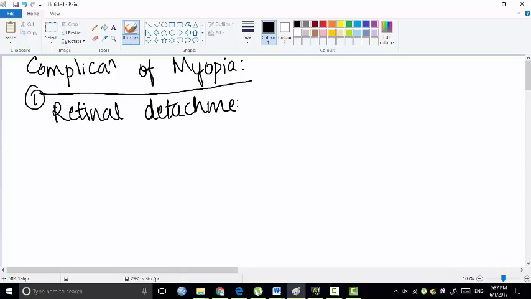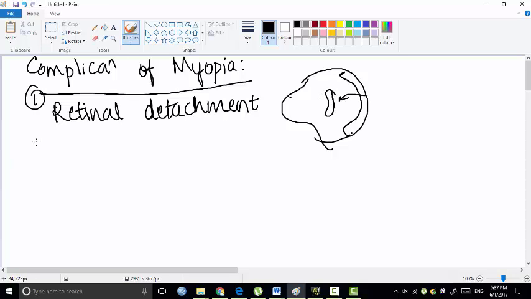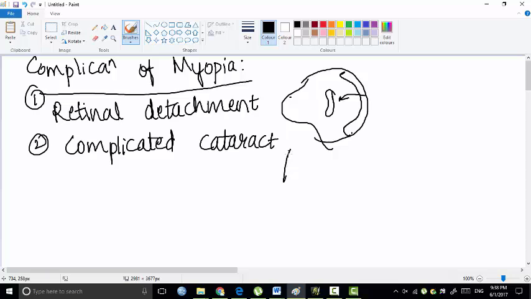That is removal of retina from, generally retina is attached in this way. This undergoes detachment, that is it comes outside. So that is retinal detachment that may occur. Or there may be complicated cataracts. You know where the cataract occurs? Cataract occurs in lens. So in the lens there may be some complicated cataract which is occurring.